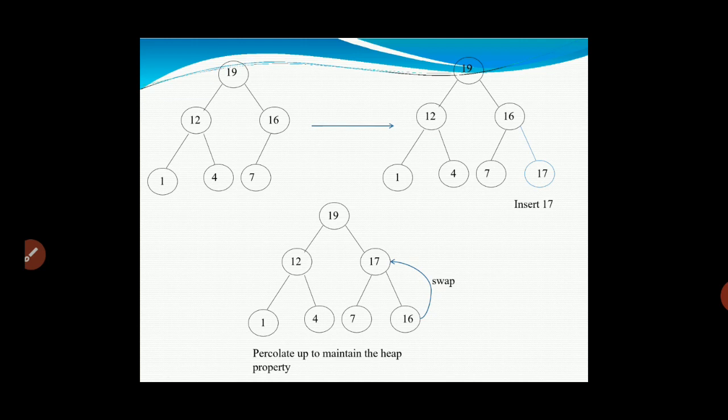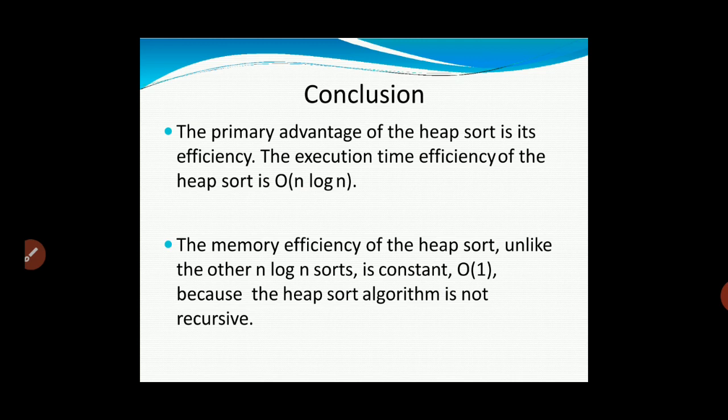The parent of 17 is 16. 16 is less than 17, but it is a max heap, so we swap the values and maintain the max heapify property, and then follow this overall max heapify to complete the insertion. The primary advantage of max heap is efficient execution time, O(log n), and we will discuss it in the next video lecture.